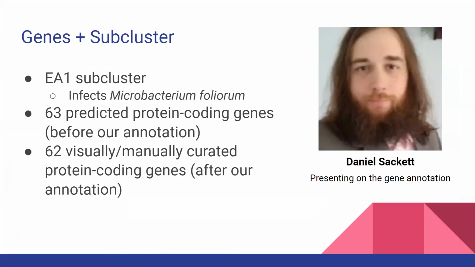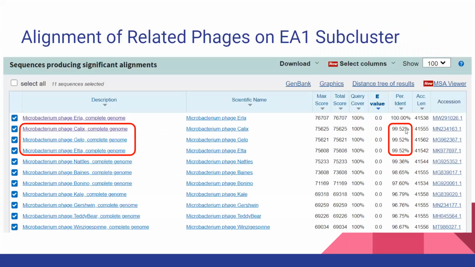And we were given 63 predicted protein coding genes, but Daniel Sacker will actually talk about and discuss why it is we actually came up with a different number. So there's a very interesting discovery that we made there. So I suggest you check that out.